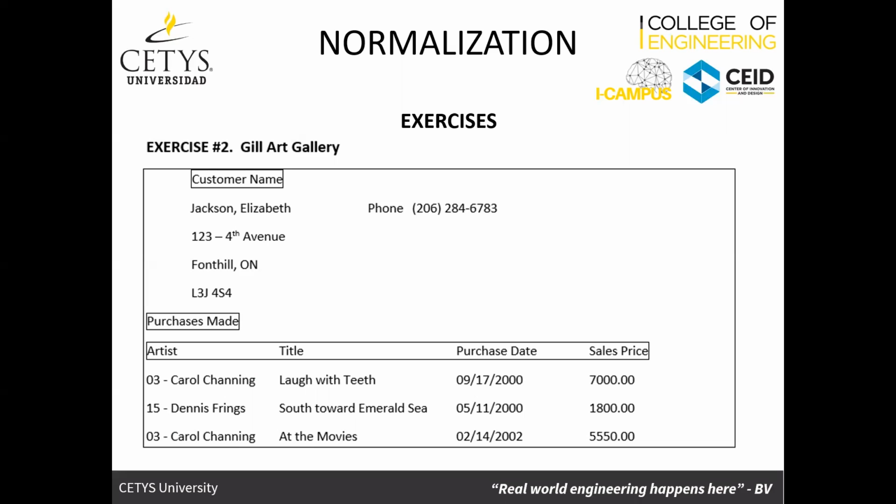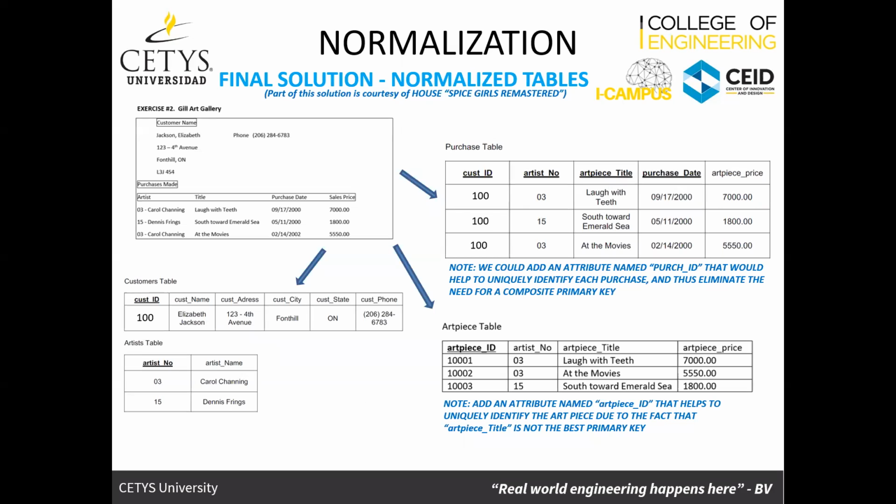We notice here that the artist seems to have an identifier to identify the type of artist, and this is the invoice that's generated from the purchase. So some tables that come to mind that should pop out here: we should have a customer table, we should have an artist table, and we should have a purchase table, probably, that identifies what art pieces were bought.